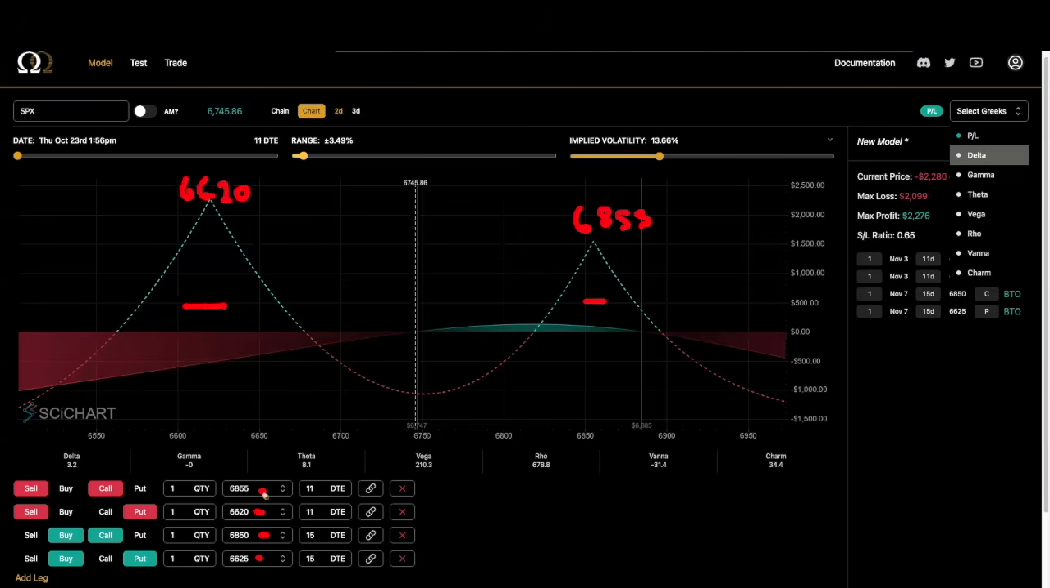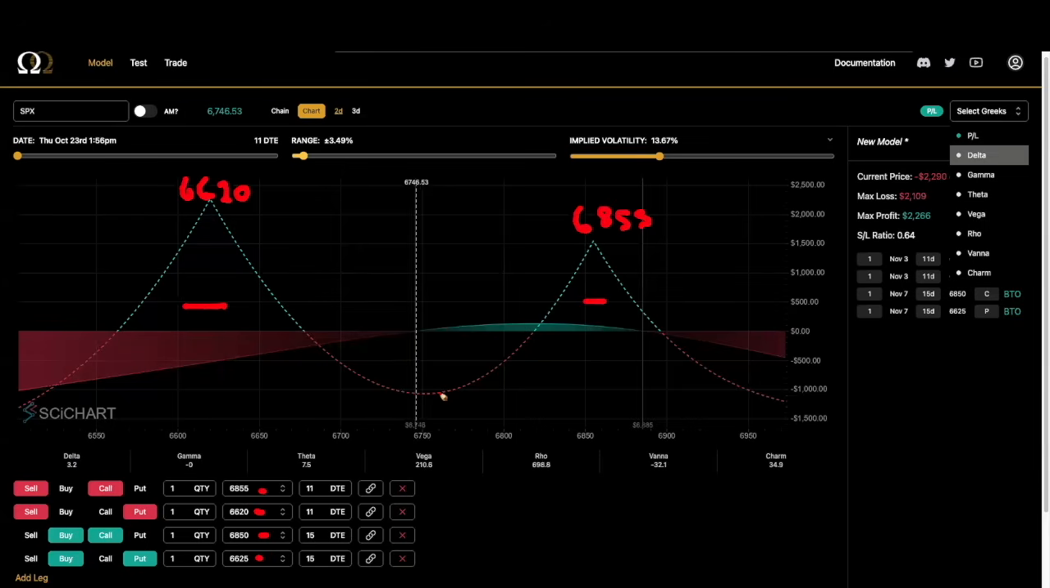So again, I'm selling the 68.55s. I'm buying the 68.50s inside my short. I'm selling the 66.20 puts. I'm buying my puts a little bit inside, closer to the middle of the graph. When would I do this type of trade? When I'm over like a double calendar or a double diagonal. This is a little better for a move, right?